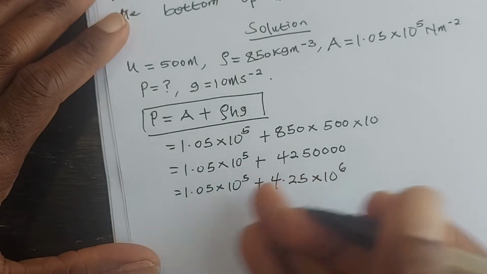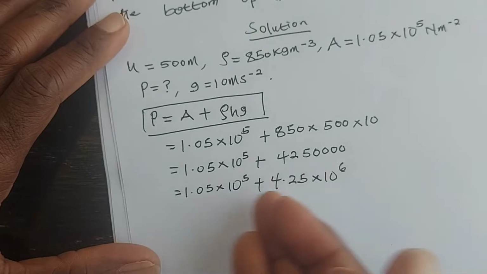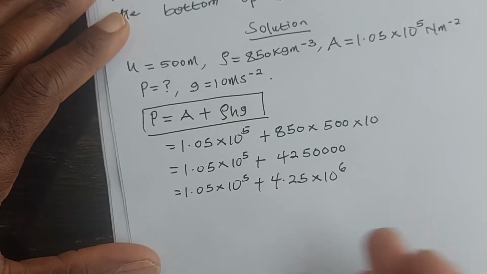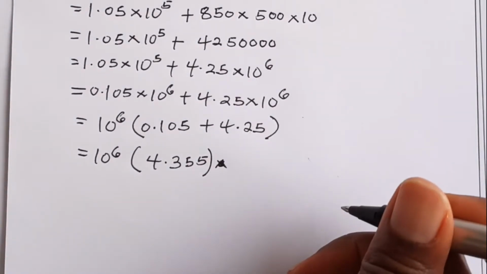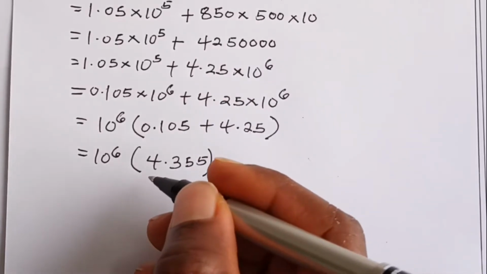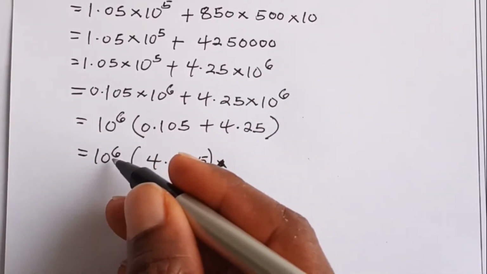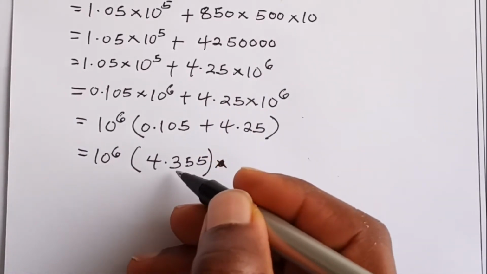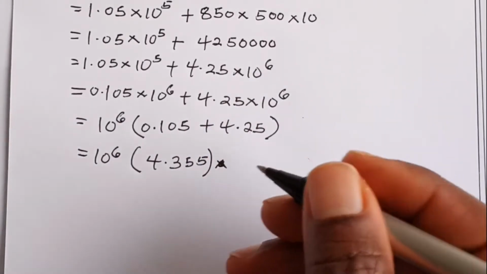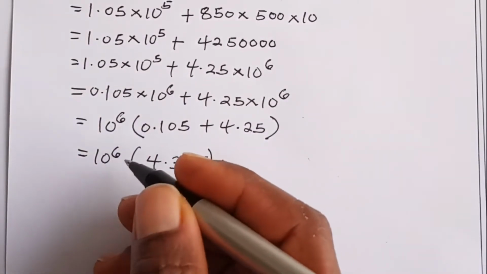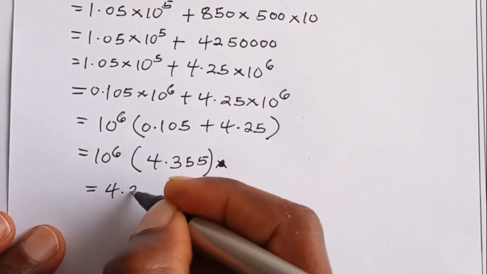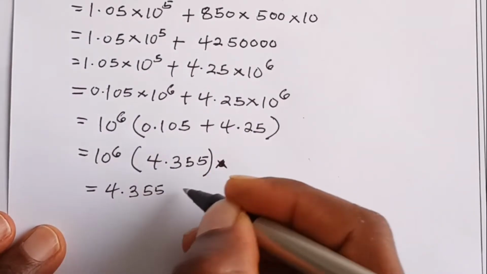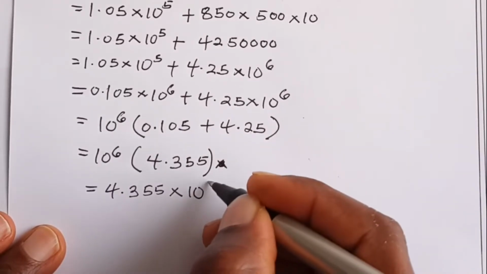So how do I go about this? Because this has to do with addition, and there's no way you can add these guys together. So the best thing you can do is transform this guy. So from what we got here, we realize that we have 10 raised to the power 6, and we have 4.355. And of course, if you do that together, this is like multiplication, right? So we can say that that will be 4.355 times 10 raised to the power of 6.